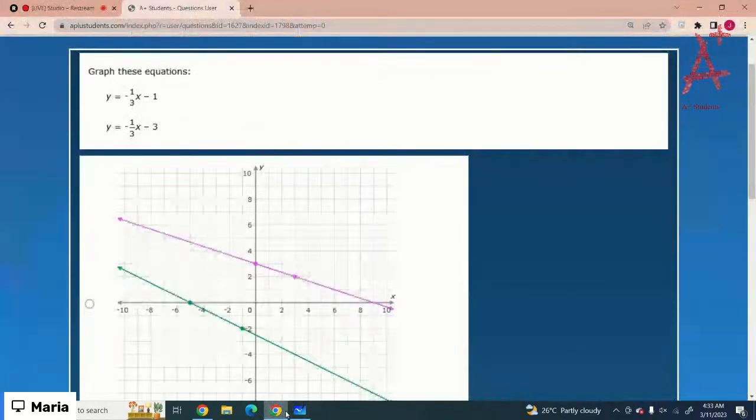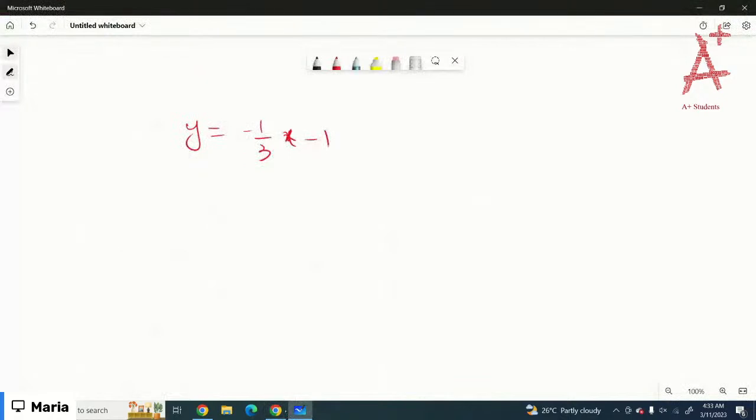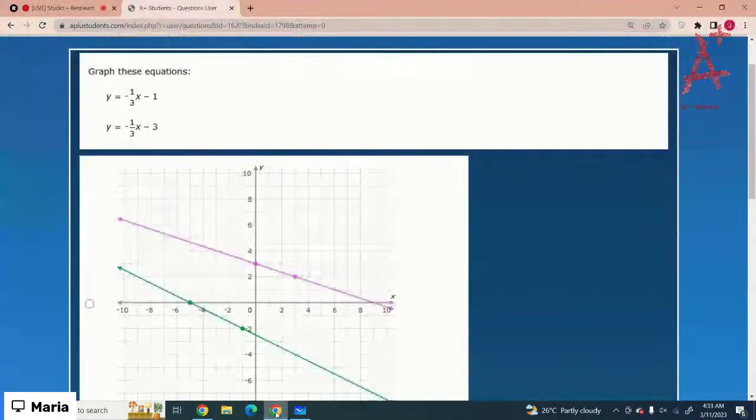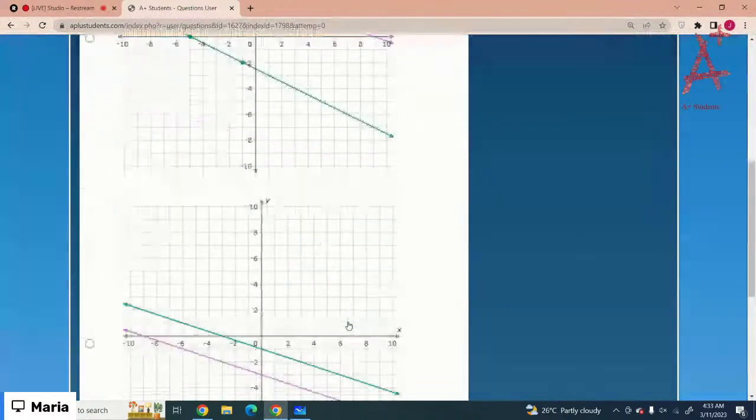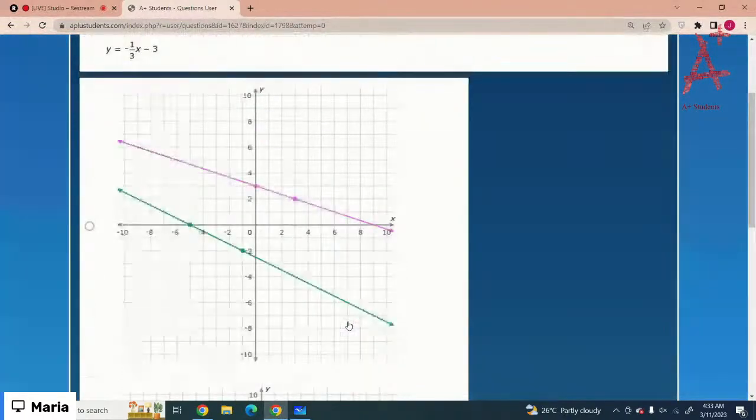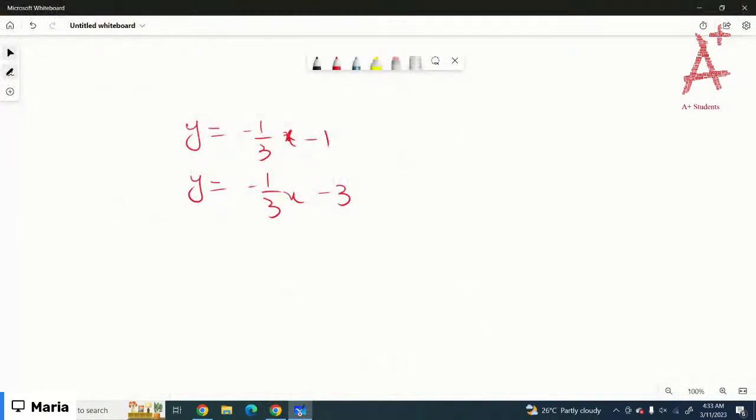And the second one is y equals negative 1 over 3x minus 3. Okay, so let's just plot these equations and see which is the solution of the equation. For this equation, the slope m equals negative 1 over 3 and the y-intercept is negative 1. That means the point is (0, negative 1).